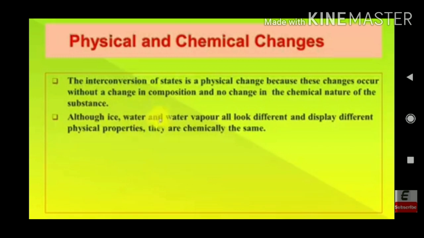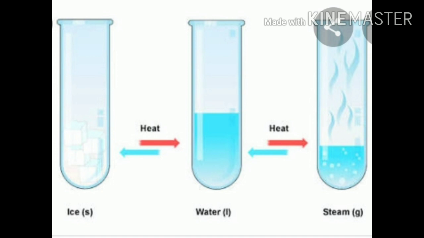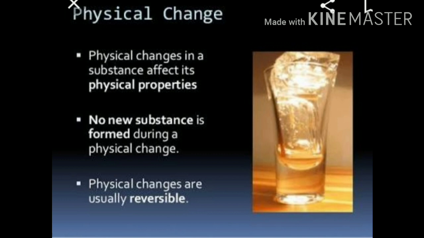Is it a physical change or a chemical change? Ice is the solid form of water. Water vapor is the gaseous form of water. Only the physical state has changed. The interconversion of state is a physical change. So let us see what a physical change is. It's a temporary change. During a physical change, no new substance is formed. Only the physical state is changed. It is a reversible change.